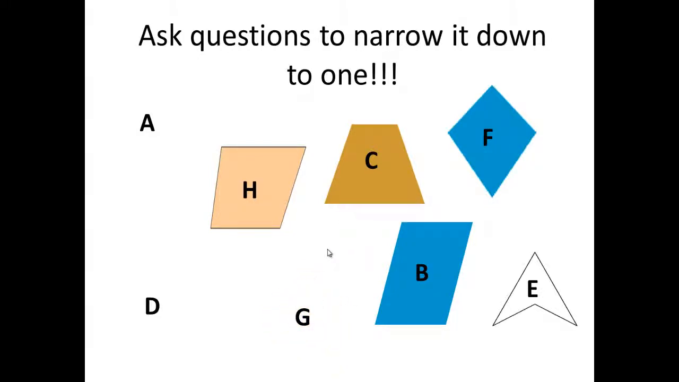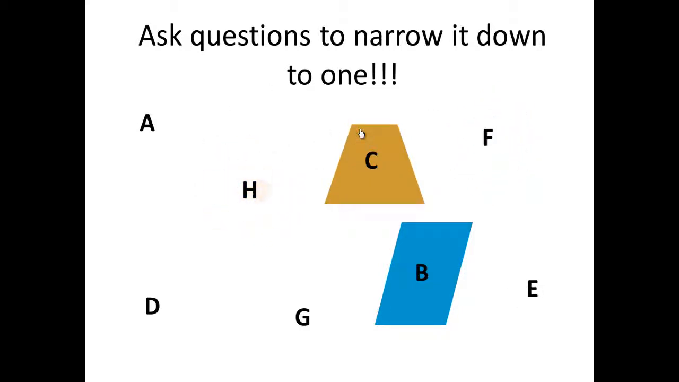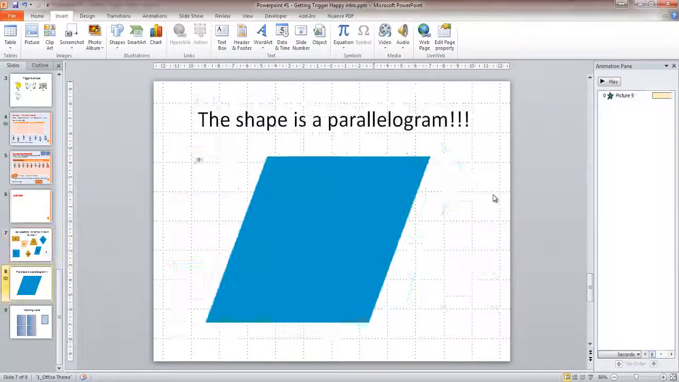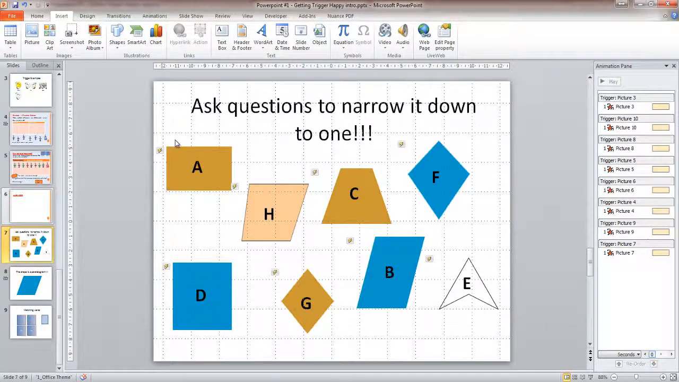Could be, does the shape have parallel lines? The answer was yes, so that would help narrow it down further. And again, you can just keep using these triggered animations. On a click, they spin away until we're left with the final shape, which was in fact a parallelogram. This animation was all very, very easy. It's just each picture had a trigger to tell it to pinwheel away.